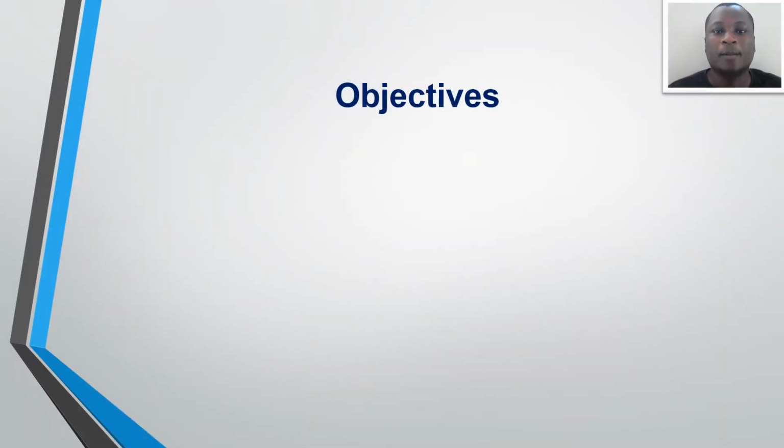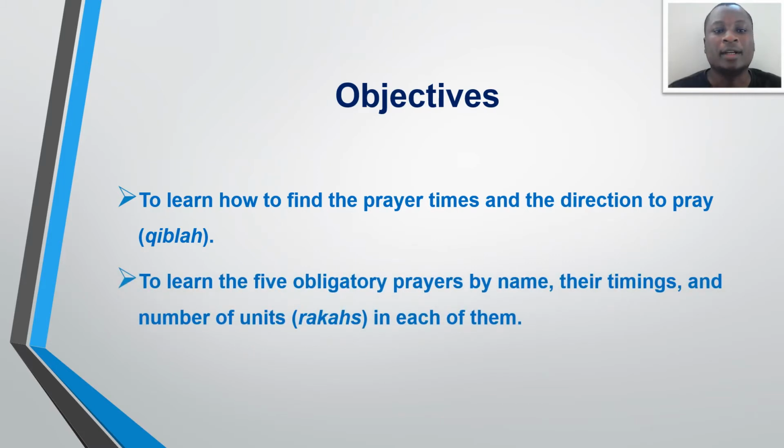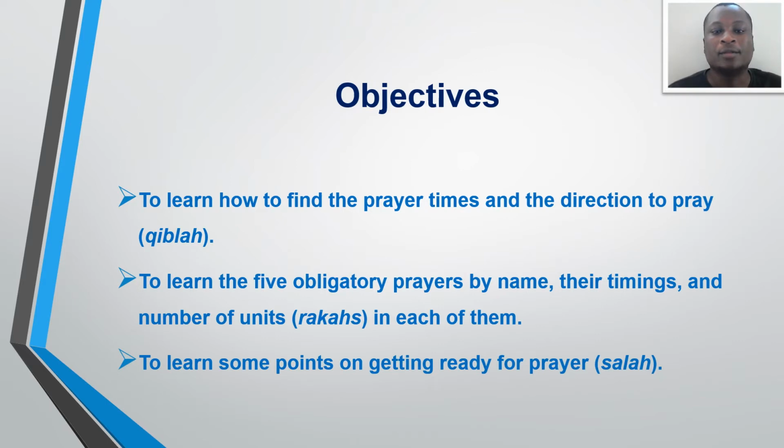Our objective today is to learn about how to find times for prayer and also the direction of prayer, which is known as the Qibla. Then about the 5 obligatory prayers by name, their timing, and the number of units, which are known as rakah, in each of them. Learn about some points of getting ready before you pray.